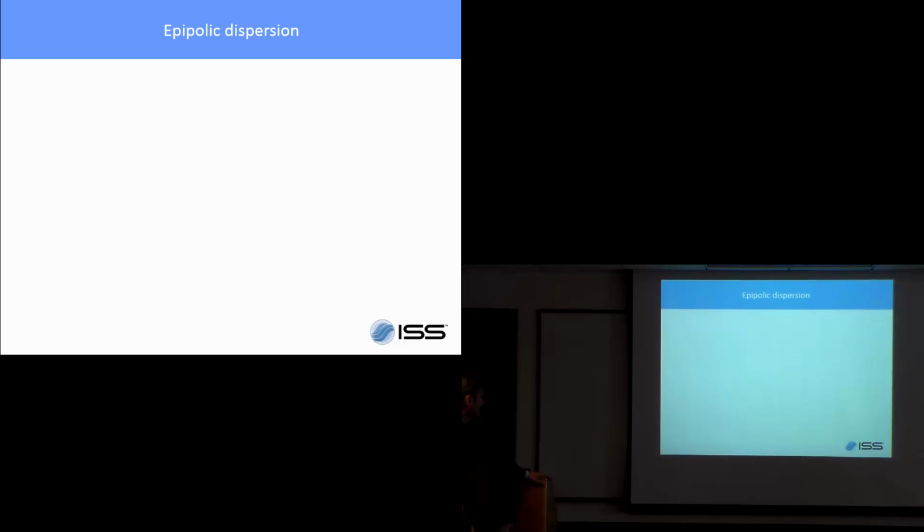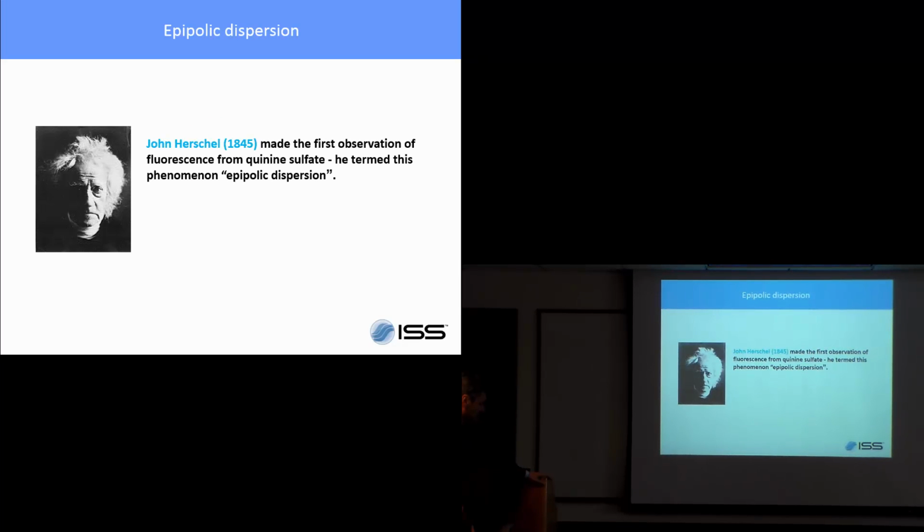After about 100 years, Herschel was studying the properties of another interesting substance that was used by Indians and also by Africans to cure some ailments, and that was quinine sulfate. And he discovered the fluorescence from quinine sulfate and called the phenomenon epipolic dispersion. So this is interesting because if we had followed his suggestion, today we wouldn't be here talking about fluorescence, but we would be here to talk about the property of epipolic dispersion.